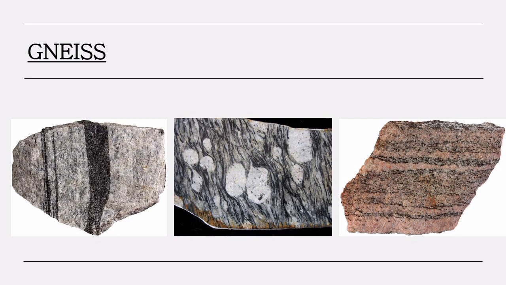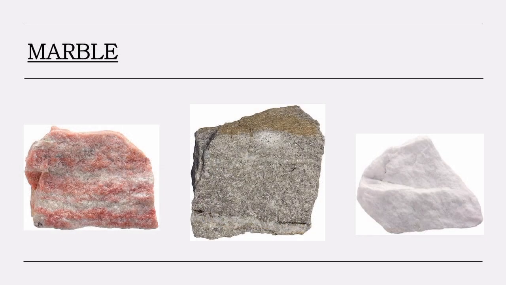Depending upon it, it can be classified as orthogneiss, which is formed by the metamorphism of igneous rock; paragneiss, which is formed by the metamorphism of original sedimentary rock; and augen gneiss. It's a medium to coarse-grained banded regional metamorphic rock composed mainly of quartz and feldspar, with hornblende and mica also present in variable quantities.